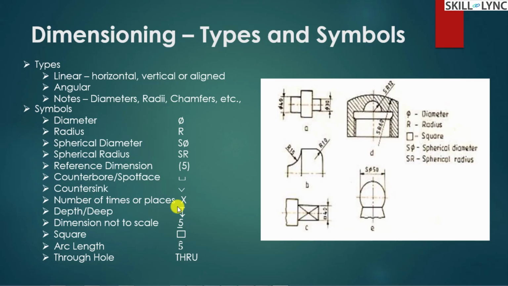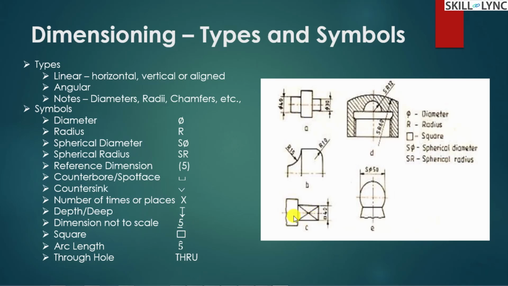Whereas the next symbol, if you are going to denote the depth, how deep an object is going to be, you can use a down arrow button. These are all available within the CAD modeling software. Next, to indicate that a dimension must not be scaled, you underline the given dimension. Next, to denote that it's a square element, use a square symbol.